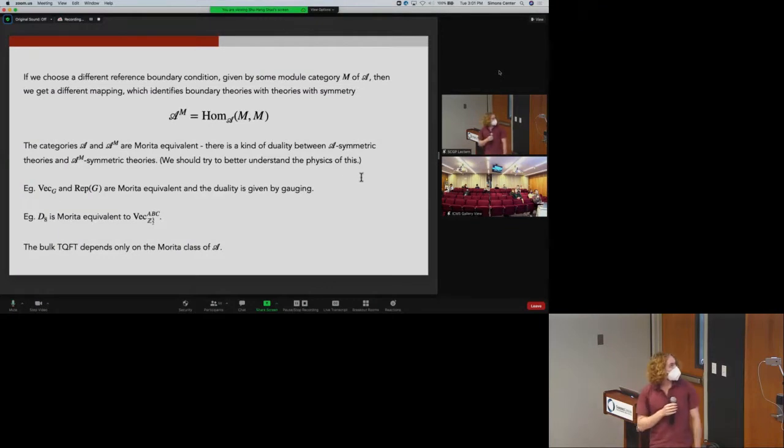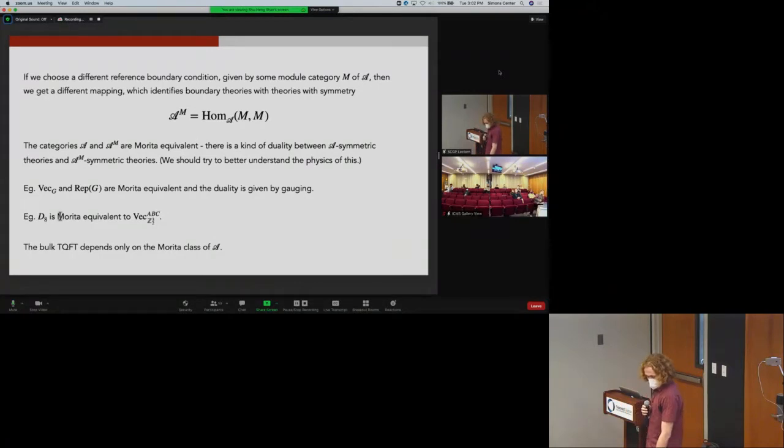So if we choose a different reference boundary condition, so here we chose some specific boundary condition, but there are many possible gapped boundaries, and they're classified by module categories M of our symmetry category A. And if we do that, we get a different theory with actually a different symmetry. It doesn't have A symmetry anymore. Instead, it has this thing, A_M, which is like the commutant of A as it acts on M. And what we say is that these categories A and A_M are Morita equivalent. And what it means is that if you're studying theories with A symmetry, you might as well be studying theories with A_M symmetry. There's going to be a one-to-one correspondence of gapped phases, phase transitions. Actually, there's just going to be some duality mapping between them.